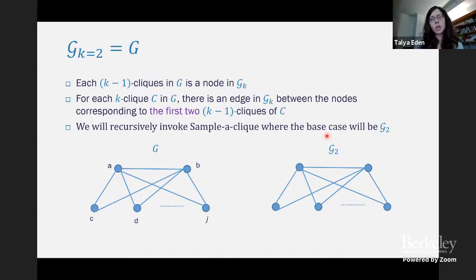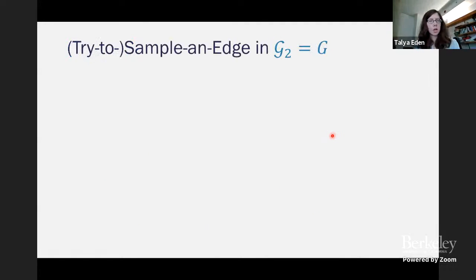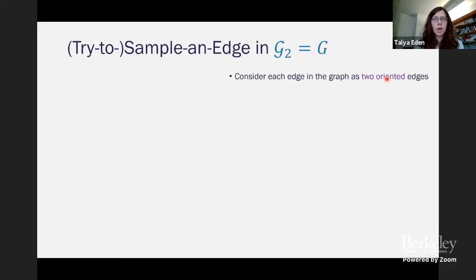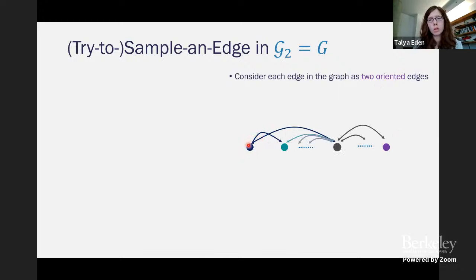So that's what I said. The base case will be G_2. So let's start with it. We'll start with a procedure called try to sample an edge in G_2. This is a previous result I mentioned before from ICALP 19. And the idea is we consider each edge in the graph as two oriented edges. So these are the vertices, and now we consider each edge UV as two directional edges, going from U to V and from V to U. So these are two edges.